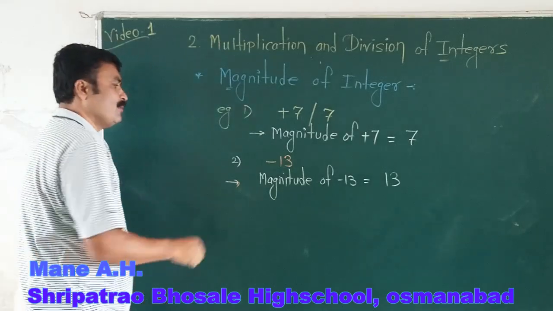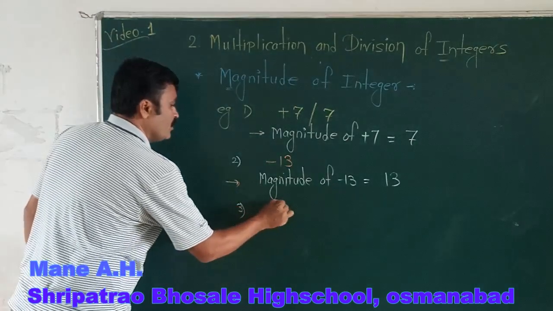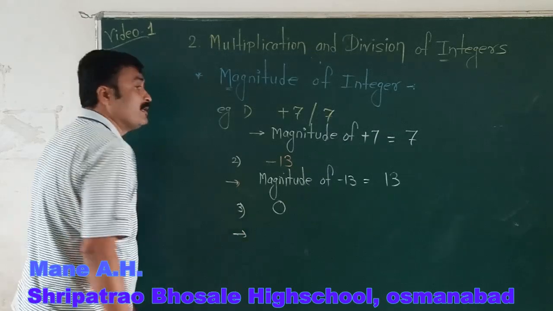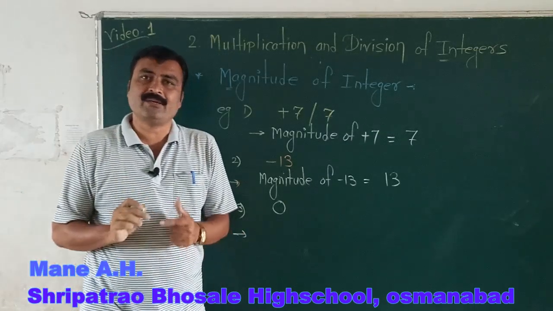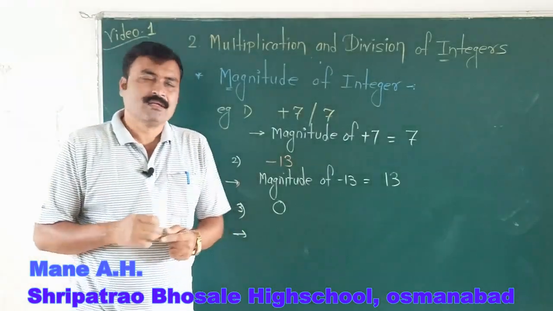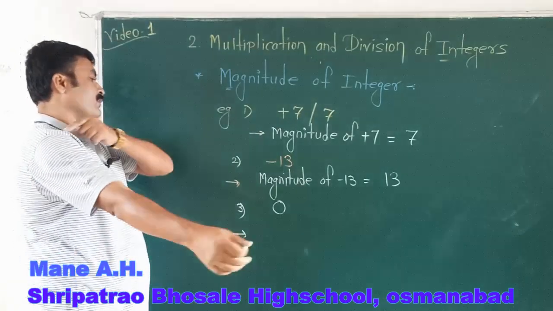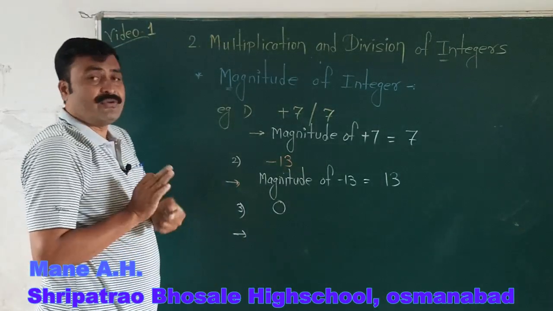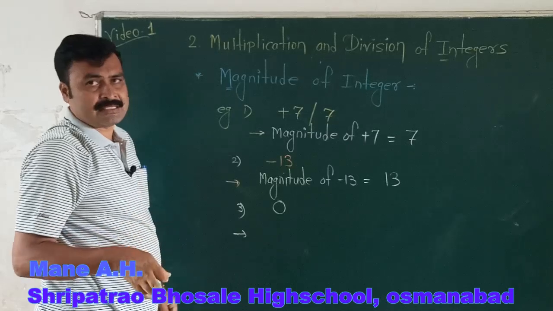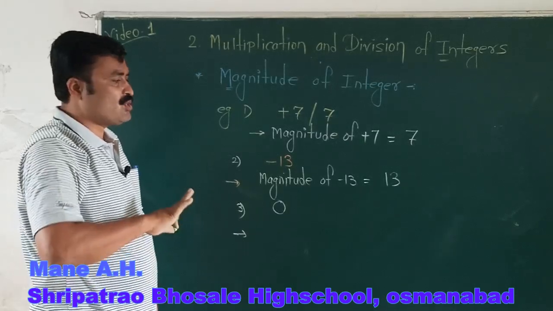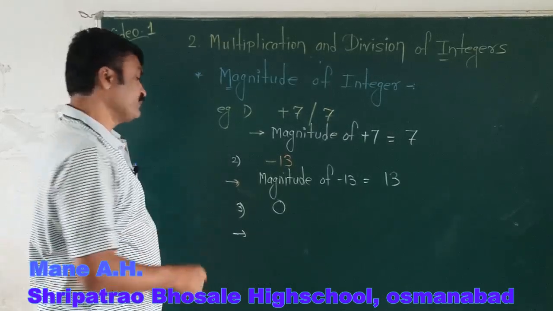Now there is another number. Let's think about that. The number is 0. Now we want to write the magnitude of 0. Now this is somewhat important. Now we learn that 0 is a neutral number, that is a chargeless number. 0 ही चिन्ह विरहित संख्या आहे.